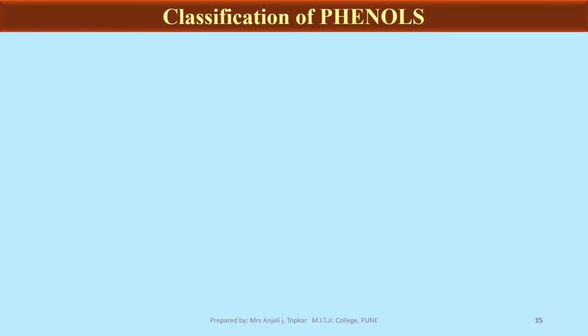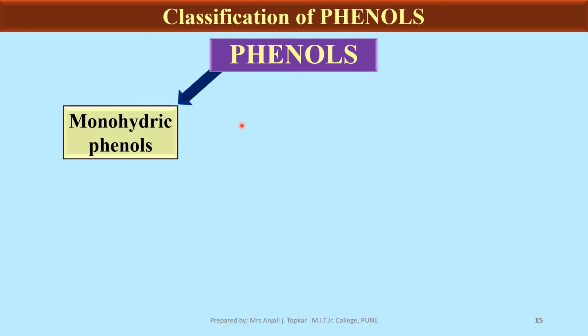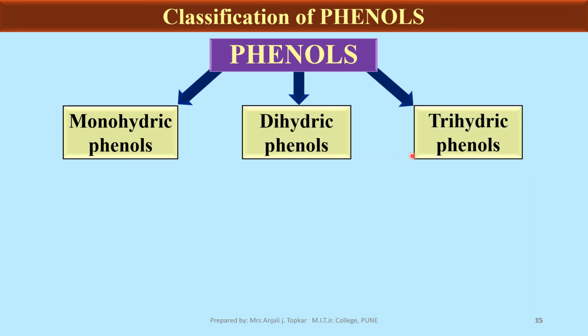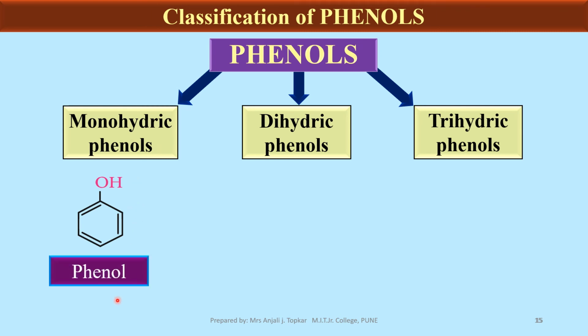Let's understand the classification of phenols. Phenols are classified as monohydric phenols, dihydric phenols, and trihydric phenols. Example for monohydric phenols. Mono here indicates one OH group. So here phenols containing one OH group are nothing but monohydric phenols. Example is phenol.